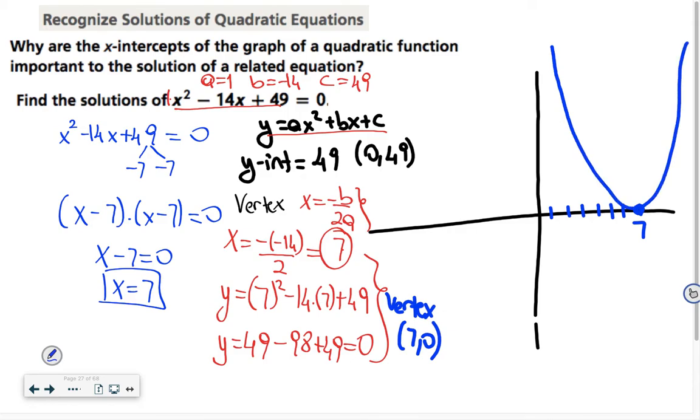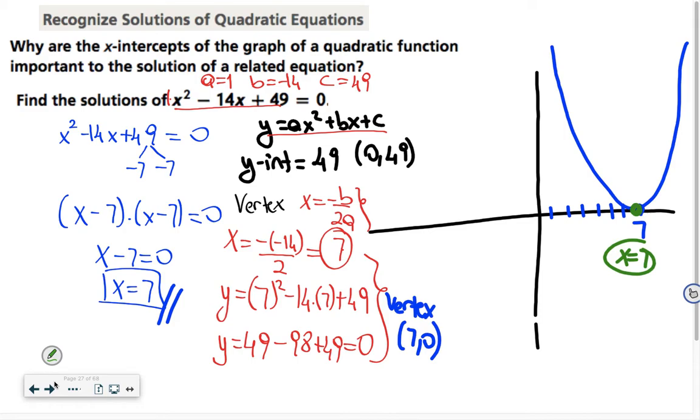So the main part of this topic is your solution is going to give you the point where this graph is intersecting the x-axis. At which point? X is equal to 7 in this question. X is equal to 7 is your point. Your graph is intersecting the x-axis. So finding the solution is going to help you to find the x-intercept.